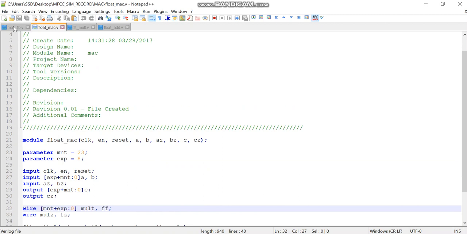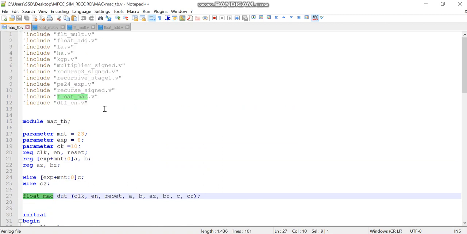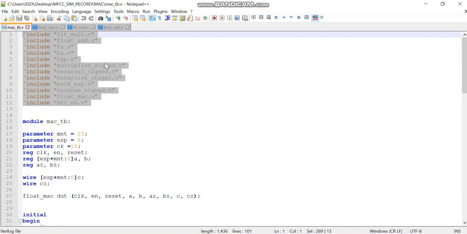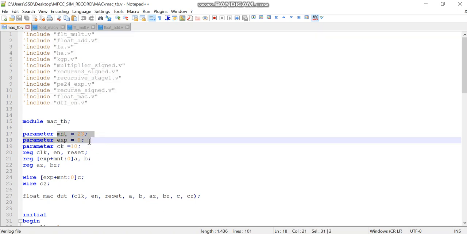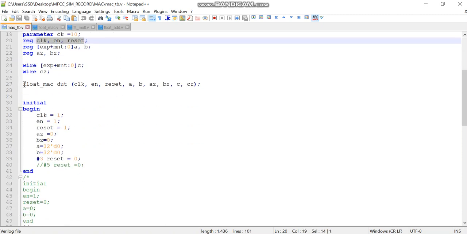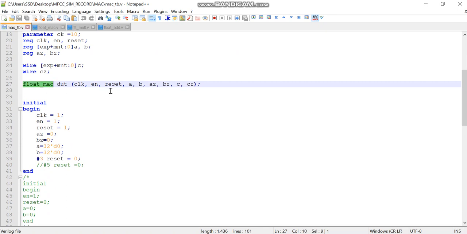Now let us look into the test bench of this floating point MAC. Initially, we have included all the submodules required for the floating point MAC unit. The parameters MNT and EXP define the mantissa and exponent resolution, that is 23 bits and 8 bits. We need to define the clock, enable, and reset conditions as well. Now we have instantiated the top module float_MAC, which is the design under test over here.